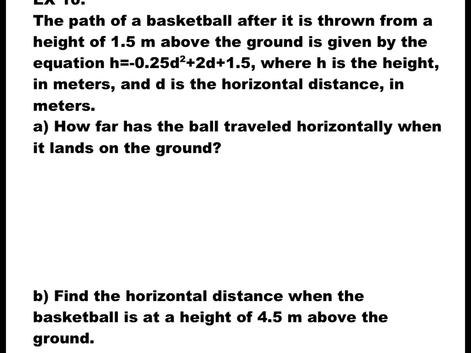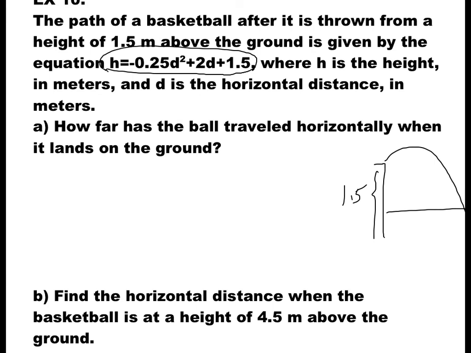In this example, I have a basketball which is thrown from an initial height of 1.5 meters. Let's say I throw it from 1.5 meters. It goes up and it hits the ground. The path is given by this equation: h equals negative 0.25 d squared plus 2d plus 1.5. The question is how far the ball travels horizontally, meaning this distance. To do this, I have to find the x-intercept, or d-intercept, in this example.